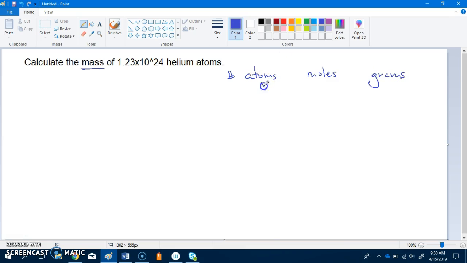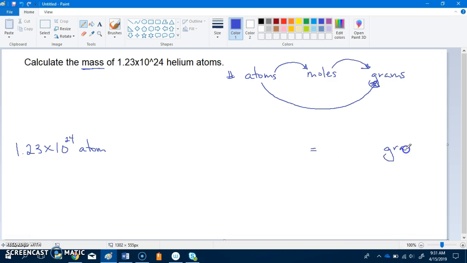And because I'm going from number of atoms to grams, I'm leapfrogging over moles, which means that I have to convert atoms to moles first and then moles to grams. So I'm actually going to be using two conversion factors to get me to grams. When I write my equation, I always write my given first, 1.23 times 10 to the power of 24 atoms of helium, and then I'm trying to get that to the mass of those in grams.